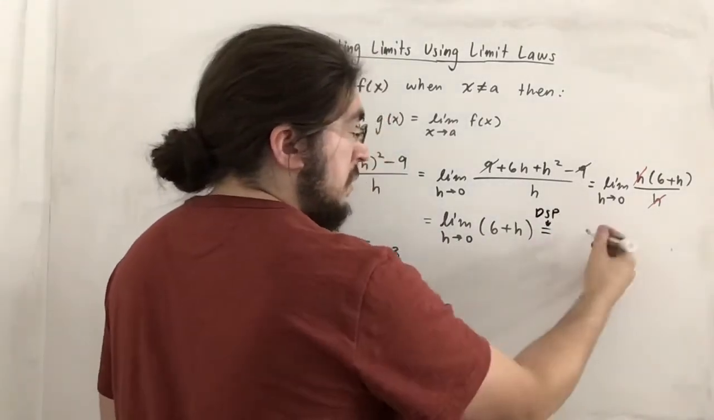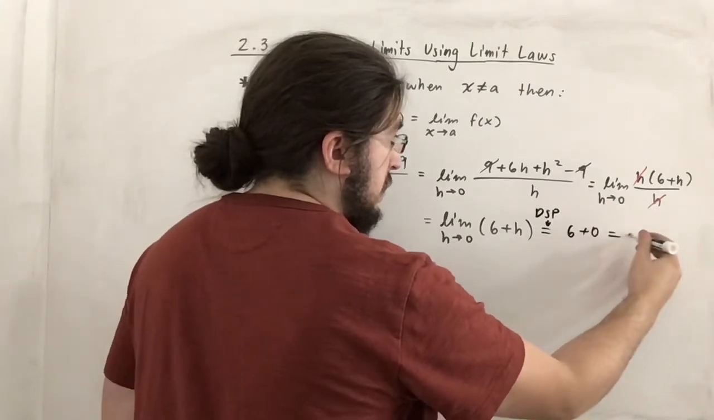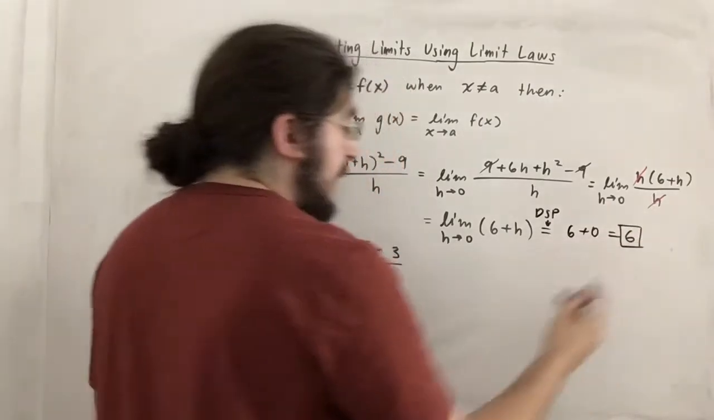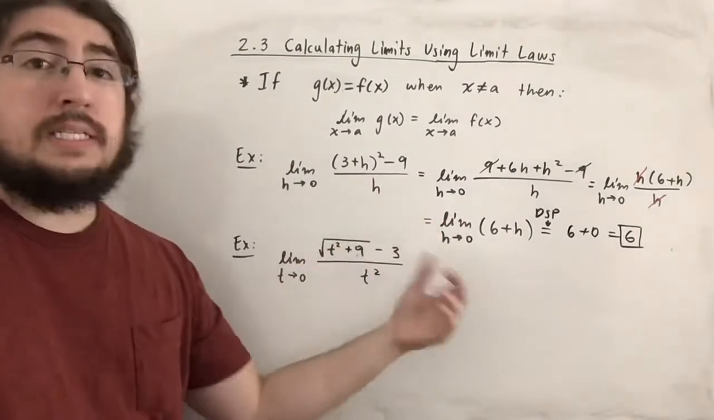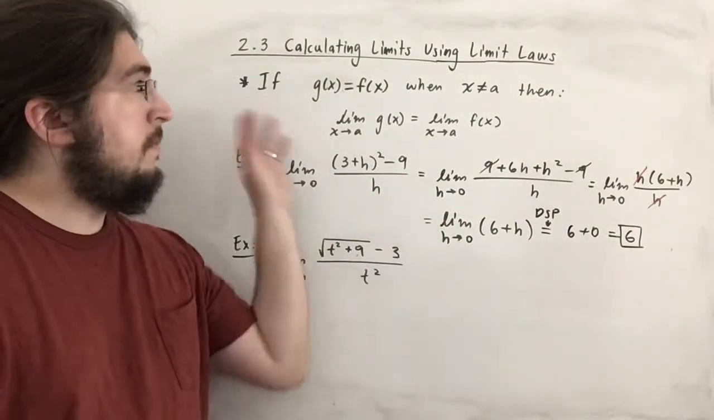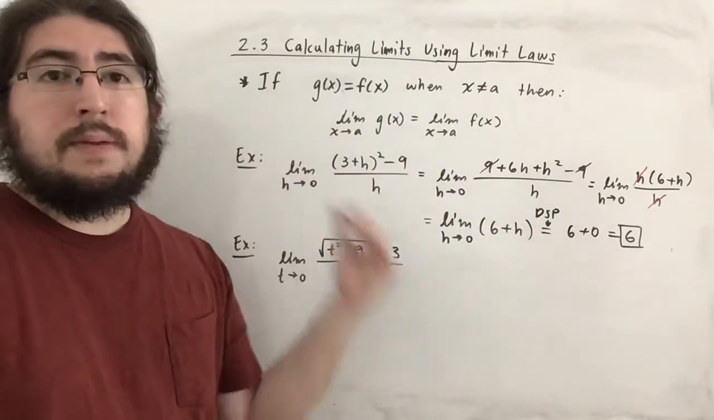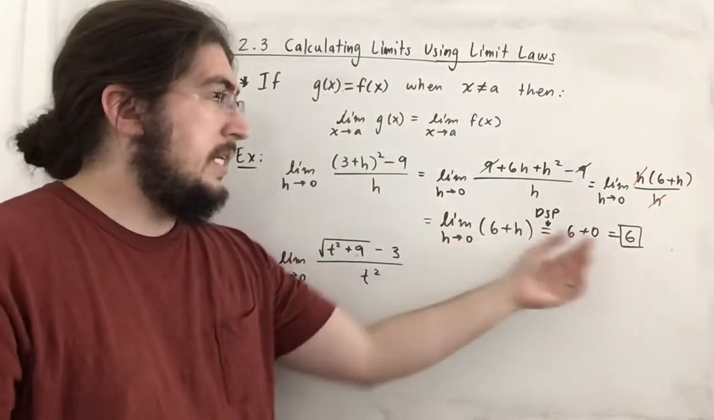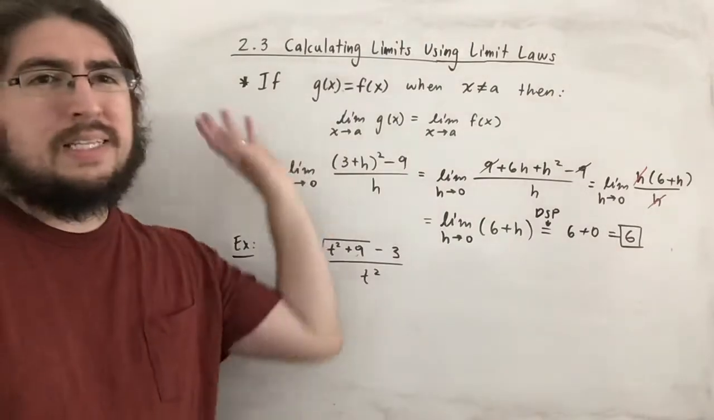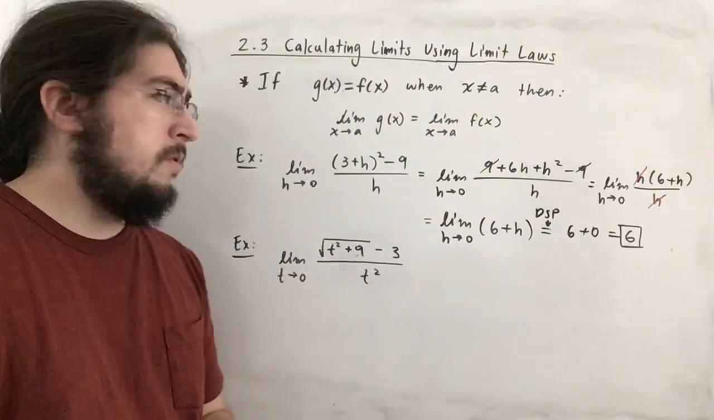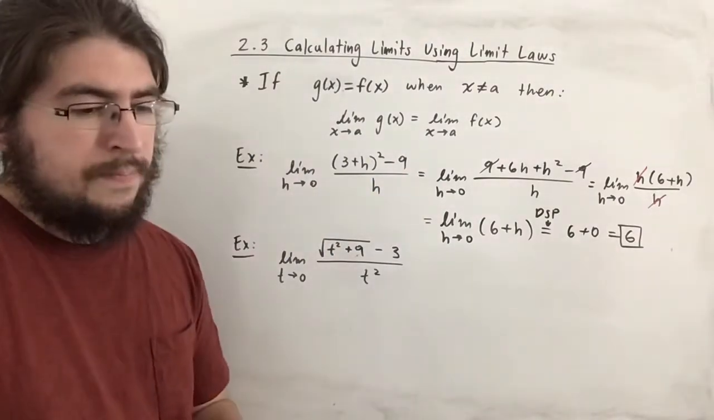So now we can apply direct substitution, and we get 6 plus 0, which is just 6. And since these expressions are the same except at 0, we can apply this tool to say that these are legitimately the same limit. So the limit of this is 6, the limit of this is 6. This statement really just allows us to do algebraic manipulations.